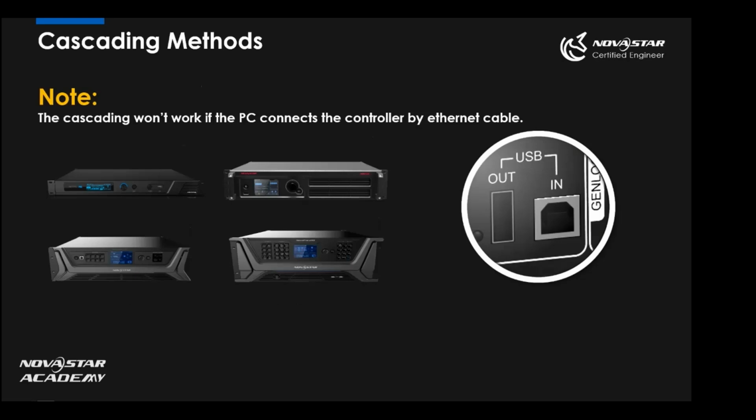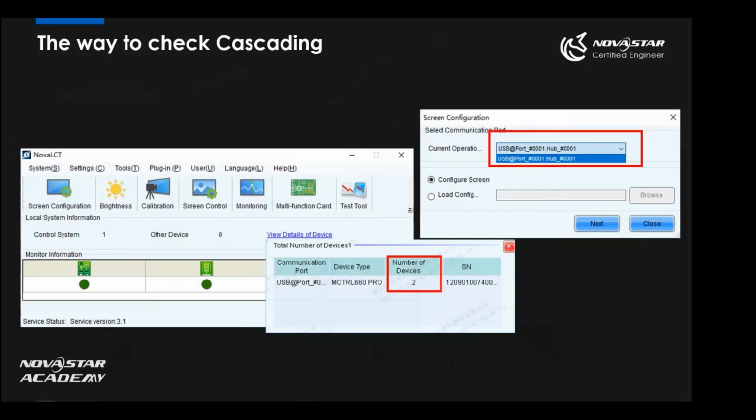Now we have all of the hardware connection ways about the cascading. So next, we need to check whether our connection is working or not. Of course, we will use the configuration software.